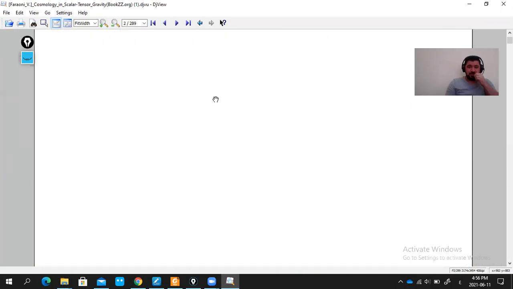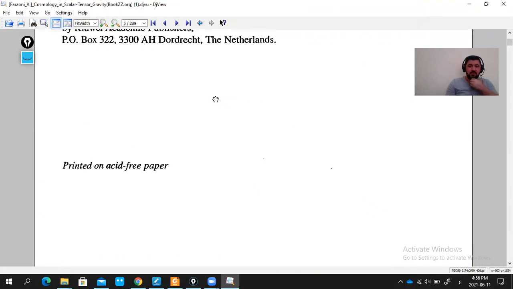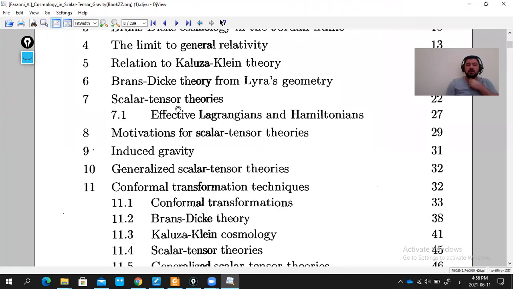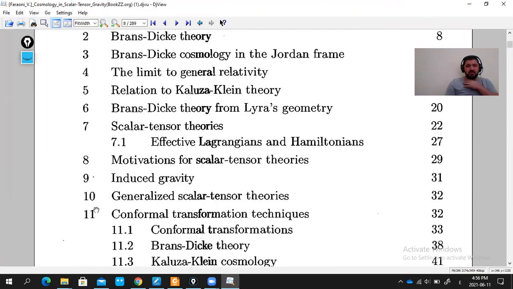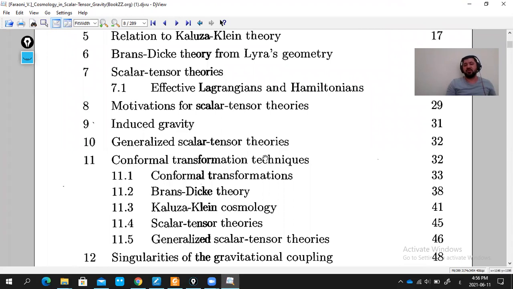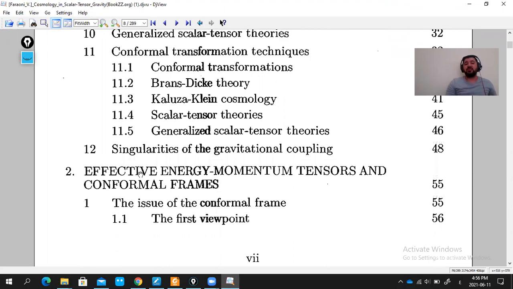From this book today, we will take section 11, conformal transformation techniques, and 11.1, the conformal transformation. We're not going to talk about the Palatini theory or Kaluza-Klein cosmology, which are different subjects. And from here, effective energy, I'm not going to talk about it in detail. I will just suggest you refer to this section or chapter.